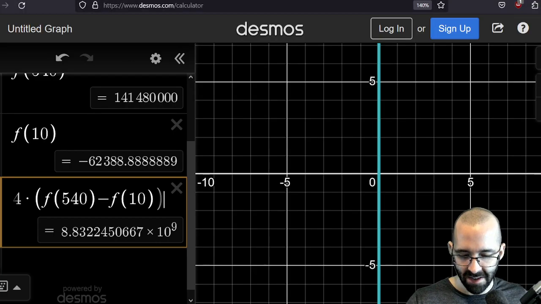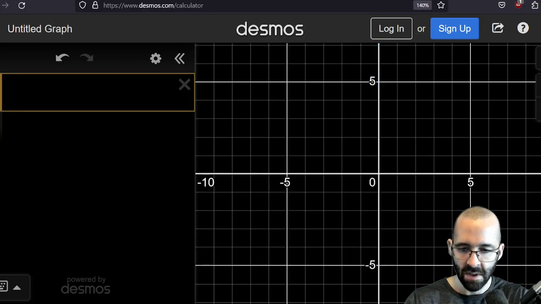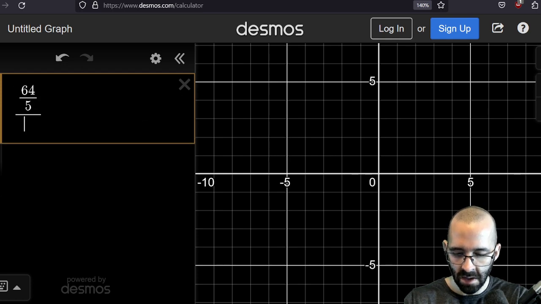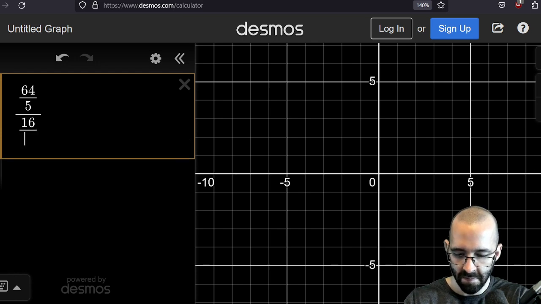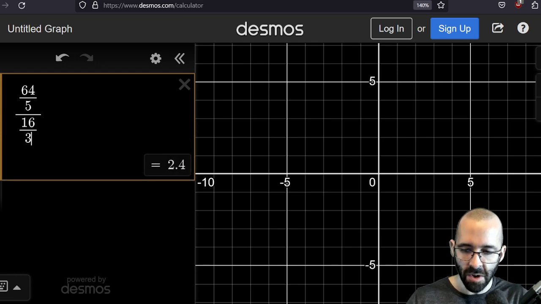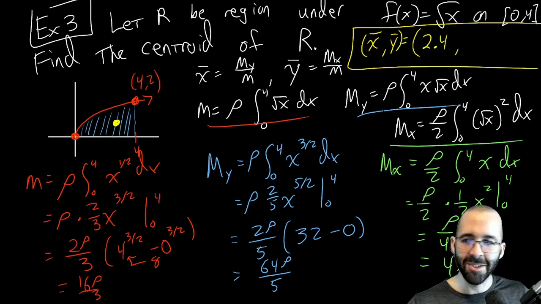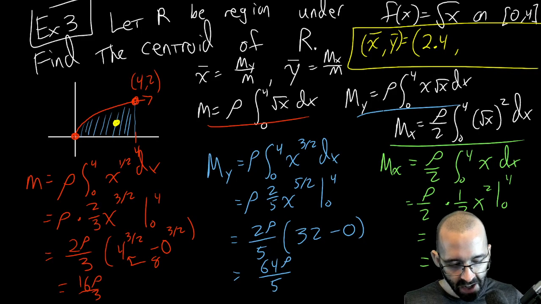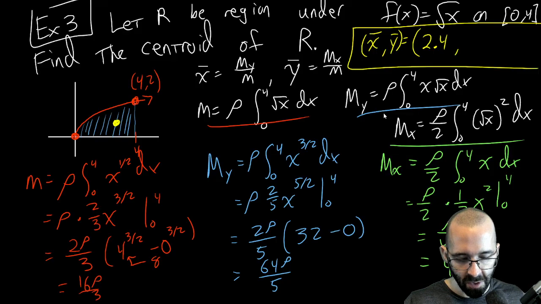64/5 divided by 16 over 3. That's 2.4. Well, I guess 12/5, but it was 2.4. And the other one is just going to be 4 divided by red, which is 3/4. Not far off.